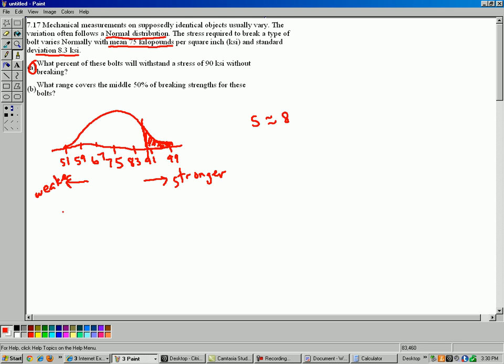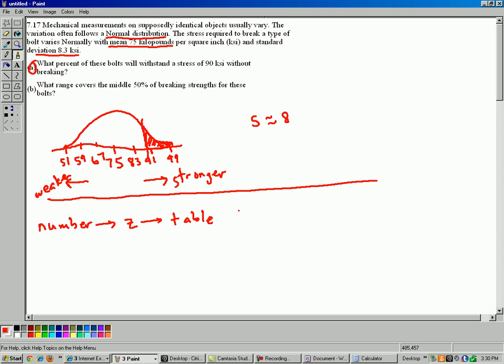All right, to do this question, like all the normal curve types of questions, step one is you have to take your number, in this case 90, convert that to a z-score, and then look that number up on the table to get the percentage. And then there's one extra step because it's greater than, I have to subtract from 1. Okay, well, let's get to work.